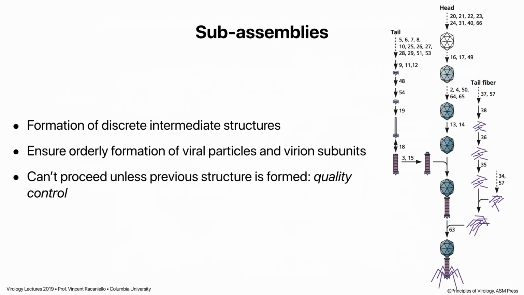Another key aspect of virus assembly is this concept of making sub-assemblies. You don't usually put the whole thing together at once. You make parts, kind of like an auto assembly line, where you make the door and then you attach it to the chassis and then you put wheels on and so forth. Similar thing happens with many viruses. This means a formation of discrete intermediate structures. And an example is shown here.